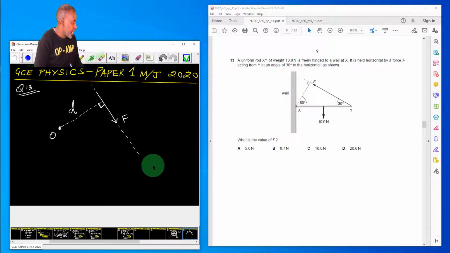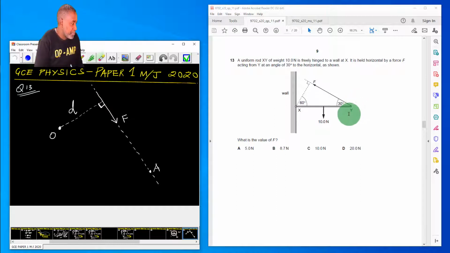Now, if that point is somewhere around here, you can see that the line of action passes through that point, and the moment of this force about point A is 0, because that distance happens to be 0. Very important. So we'll be required to always get the distance from the point about which we are taking moments all the way to the line of action of the force. And that distance must be perpendicular to the line of action of the force.